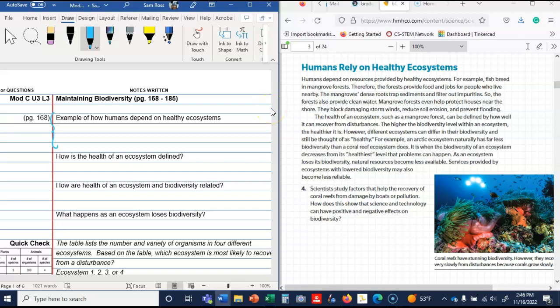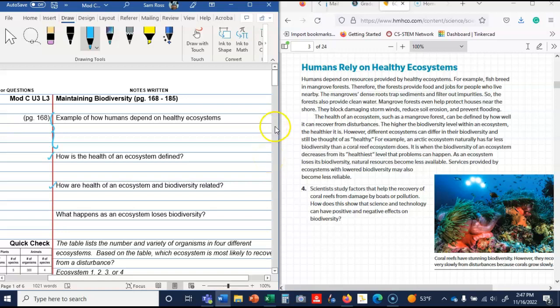How is the health of an ecosystem defined? The health of an ecosystem, such as the mangrove forest, can be defined by how well it can recover from disturbances, and that's this one. How are health of an ecosystem and biodiversity related? The higher the biodiversity level within an ecosystem, the healthier it is.